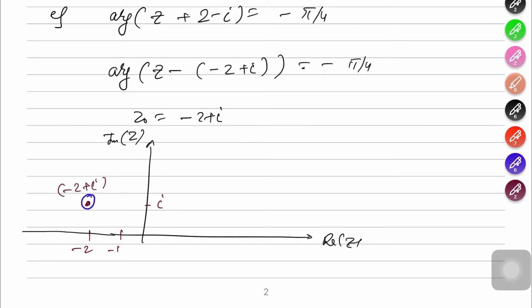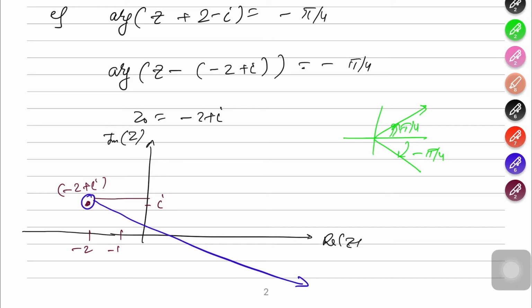Now the ray will be emanating from minus 2 plus i, and the angle is minus pi by 4. Minus pi by 4 means a negative direction. We know that if this angle is pi by 4 along the anti-clockwise direction, then going in the clockwise direction it becomes minus pi by 4. So this is the ray originating from minus 2 plus i, and this angle with respect to the positive direction is minus pi by 4. So this is the ray.